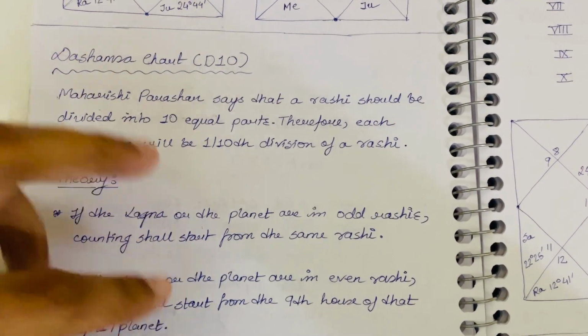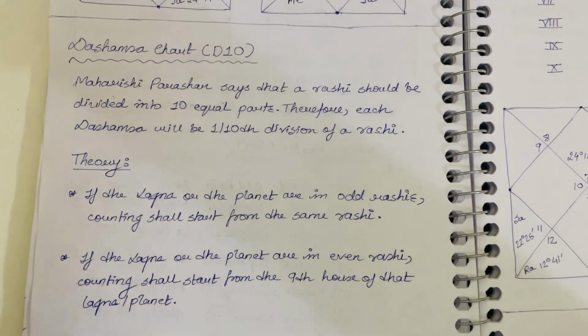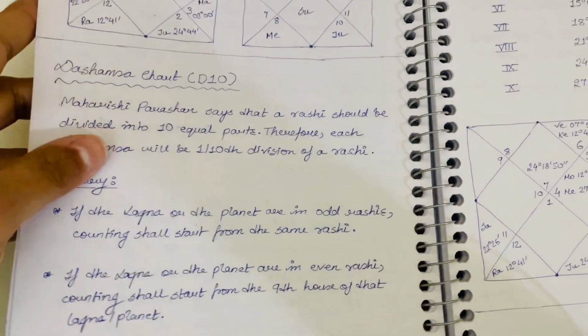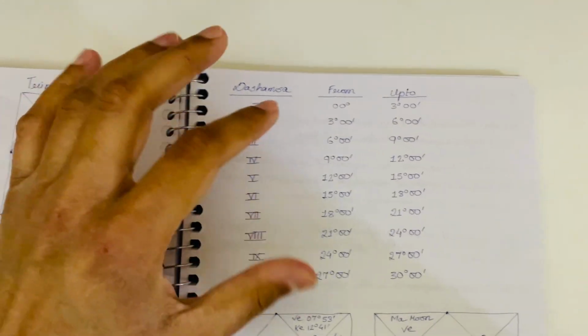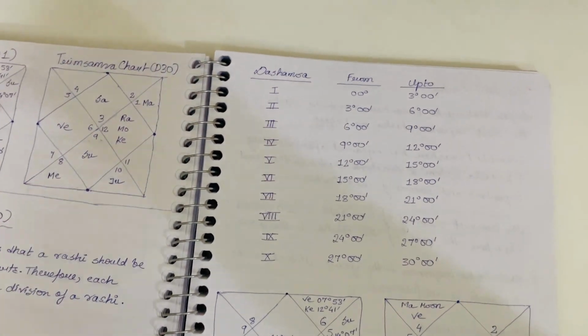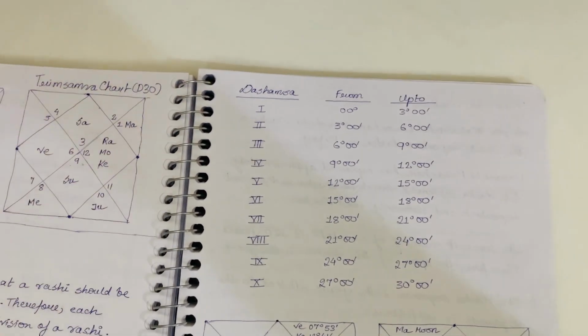All right, these are the two very simple theories, very simple and plain in nature. You have to remember this, and then you have to move forward to this table. How are we creating this table? This table is created in the simplest way possible.